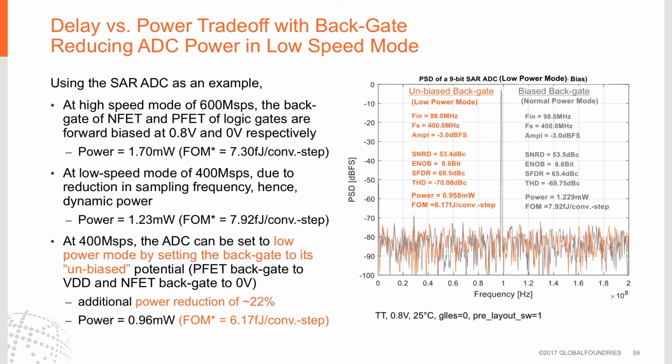On the right-hand side is a chart of the power spectral density, and what was noted was this PSD did not change between applying forward backgate biasing and removing forward backgate biasing. So it's possible to save power without suffering any performance loss here.